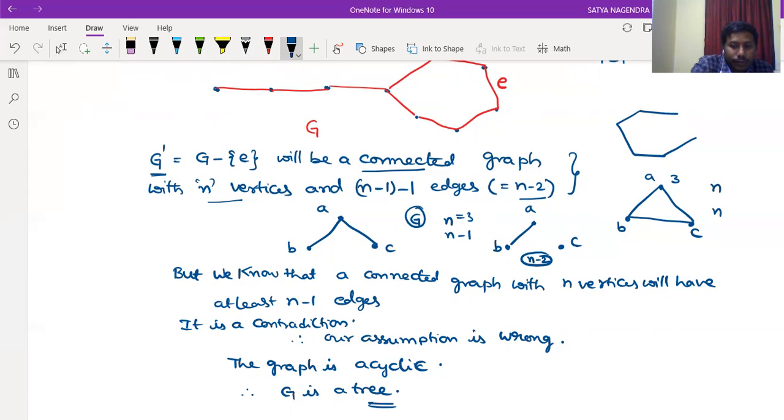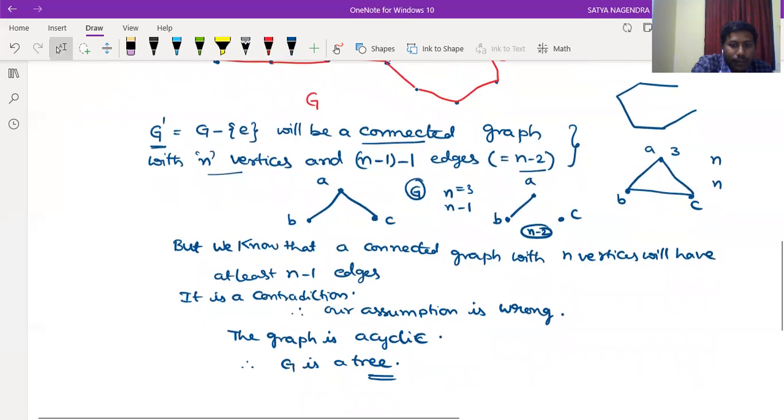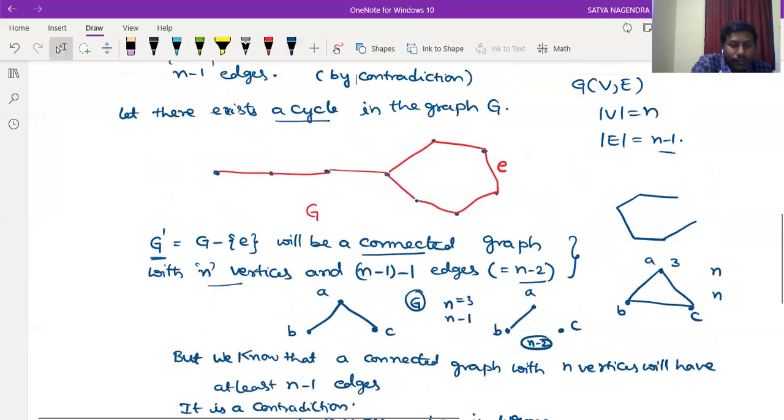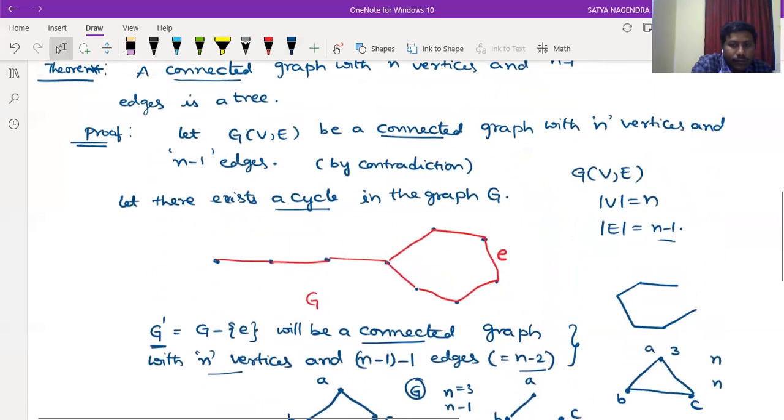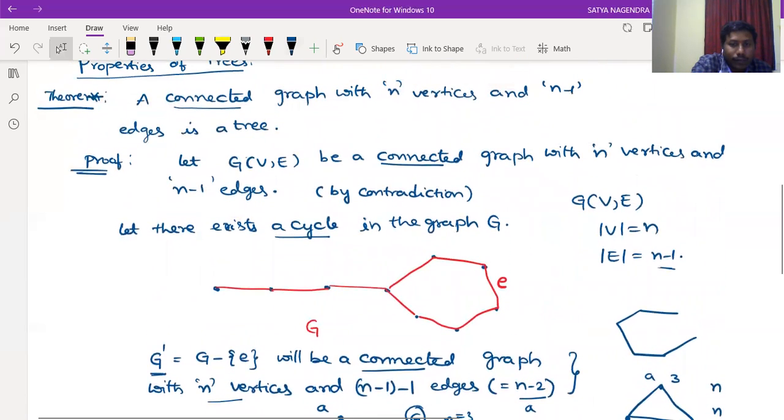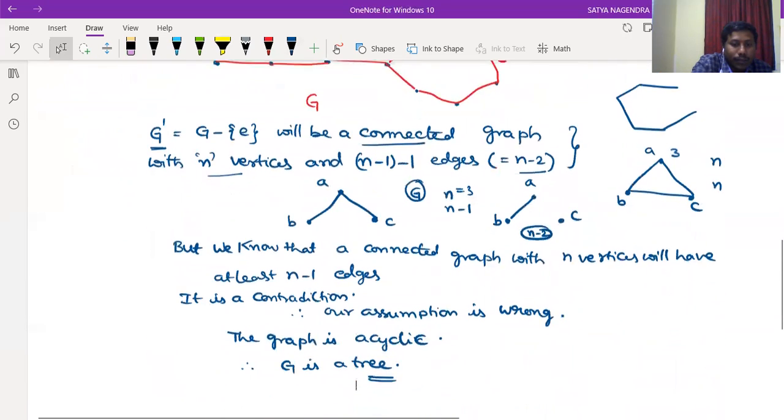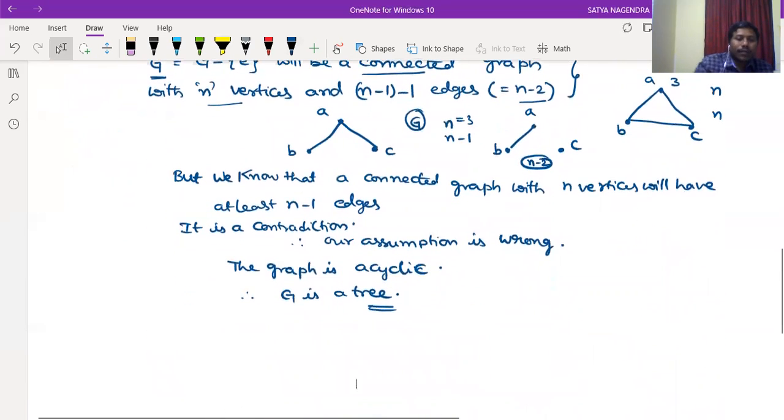If you see that proof once, all of you. A connected graph with n vertices and n minus 1 edges is a tree. This is one property that we have. Okay, so next point that you have to observe.